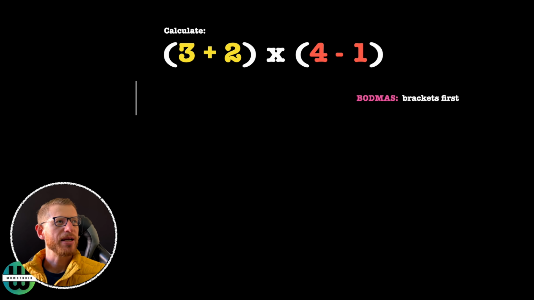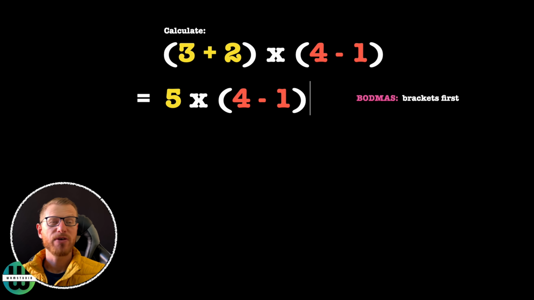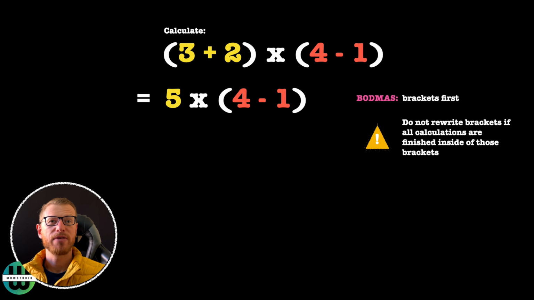So I'm going to say 3 plus 2 is 5 times, and then I'm just going to complete my sentence, bracket 4 minus 1. I haven't worked with that yet, so I can't yet reduce it. Now, one thing you should notice is that I haven't written down the brackets after I've done 3 plus 2. Why? Because I've done the calculation within that bracket, meaning that I can now just let go of the bracket. Now I'm going to work with my second bracket.